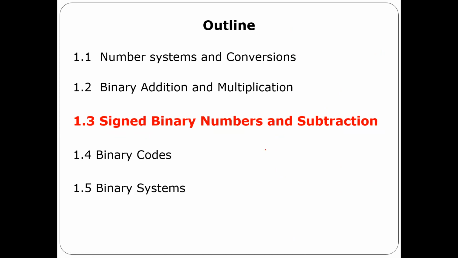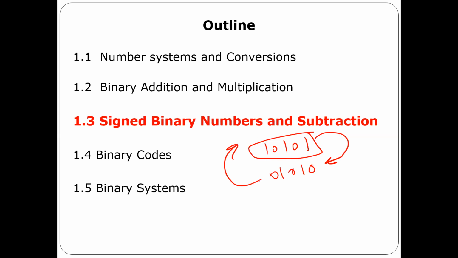For example, if you have a number like this one, 101010, if I ask you, can you please calculate the first complement of this number? First complement means you just flip the bits. So this one should be 010101. So you just flip the bits. This one is the first complement of this one. So if I give you a number and ask you for the first complement, all you have to do is flip the bits. We call it first complement.